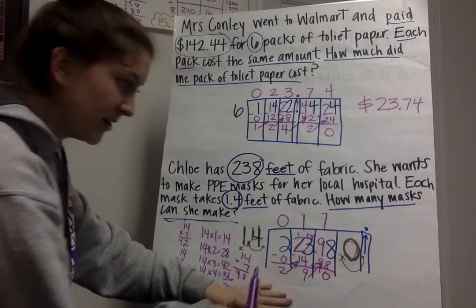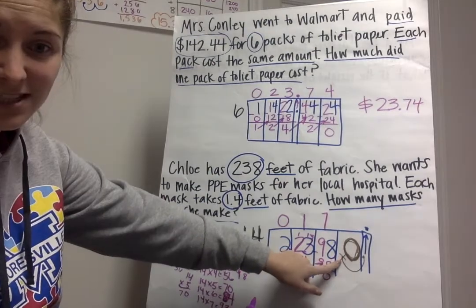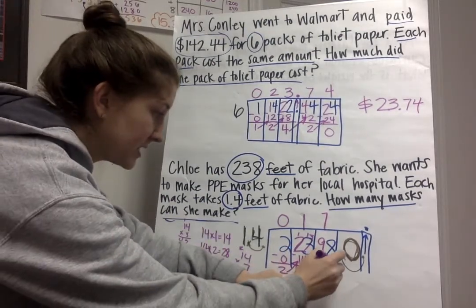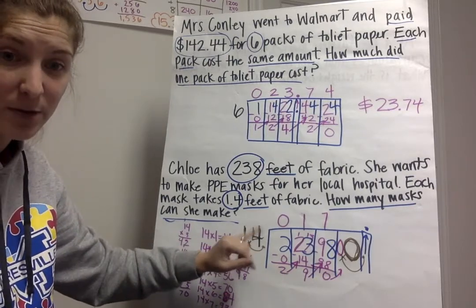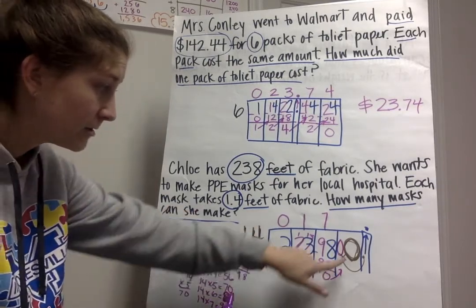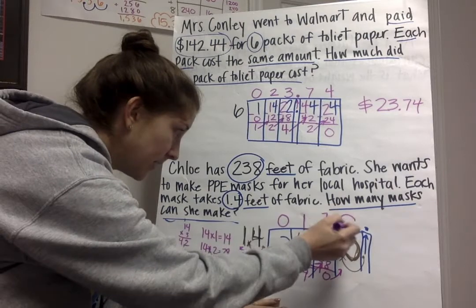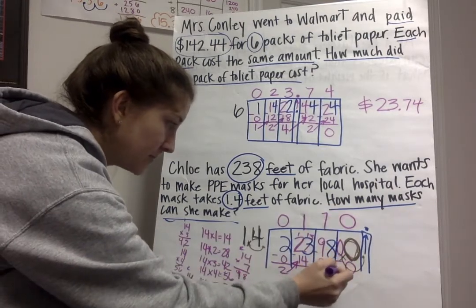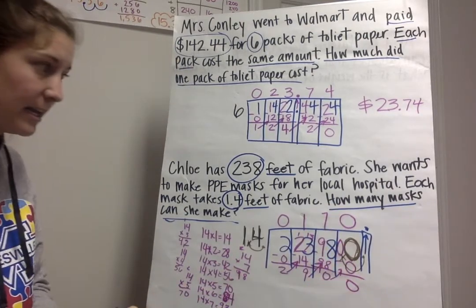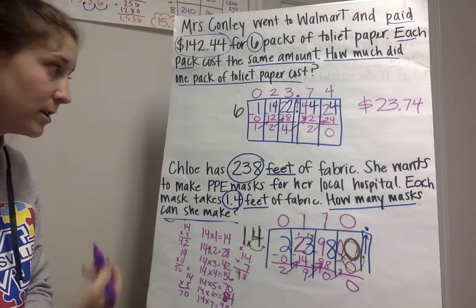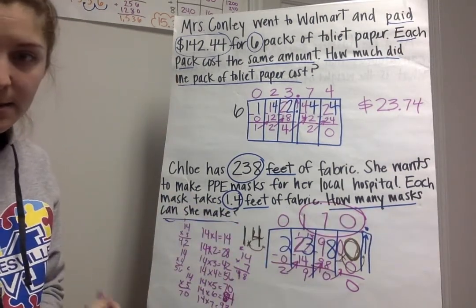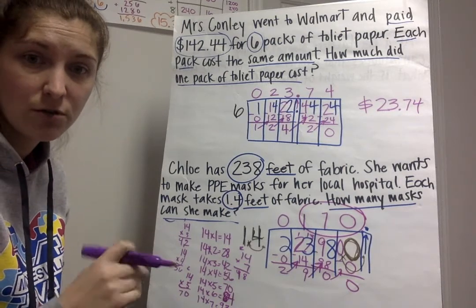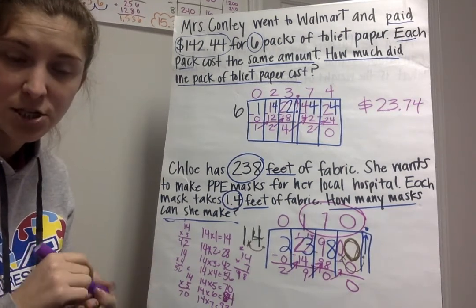I get 0. I still have to divide with that 0 because it's there. So I've got to move that 0 over. It's going to be an easy problem though. How many times can 14 go into 0? Well, it can go in there 0 times. I subtract and I get 0. So Chloe could make 170 masks using the 238 feet of fabric that she had.